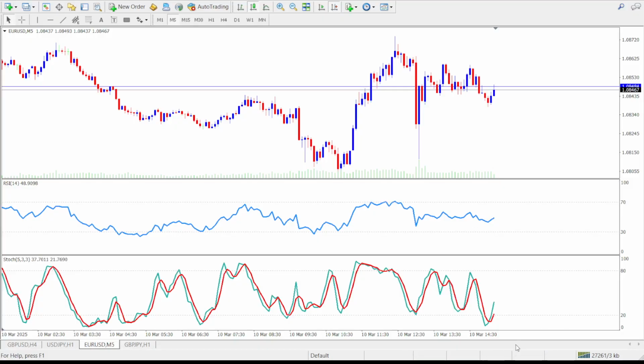Now, the stochastic oscillator is a great tool for finding overbought and oversold conditions and predicting when a reversal may occur, making it perfect for short-term trades.